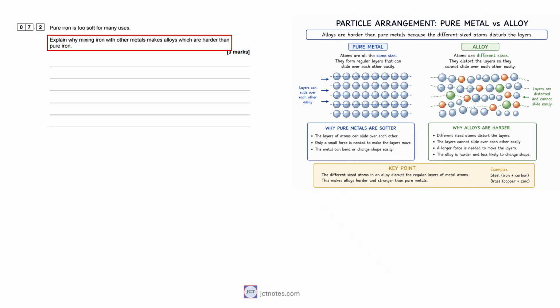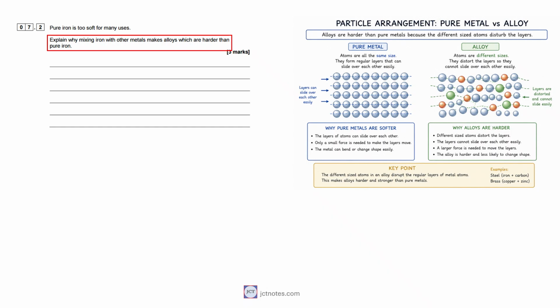An alloy, however, is a mixture of different elements. When you mix iron with a different metal, you are introducing atoms of a different size into the lattice. These new, differently sized atoms disrupt the neat, regular arrangement. They distort the straight layers, turning them into a jagged, uneven structure. Because the layers are now distorted, they can no longer smoothly slide past each other when a force is applied. This locked structure makes the material much harder and stronger.